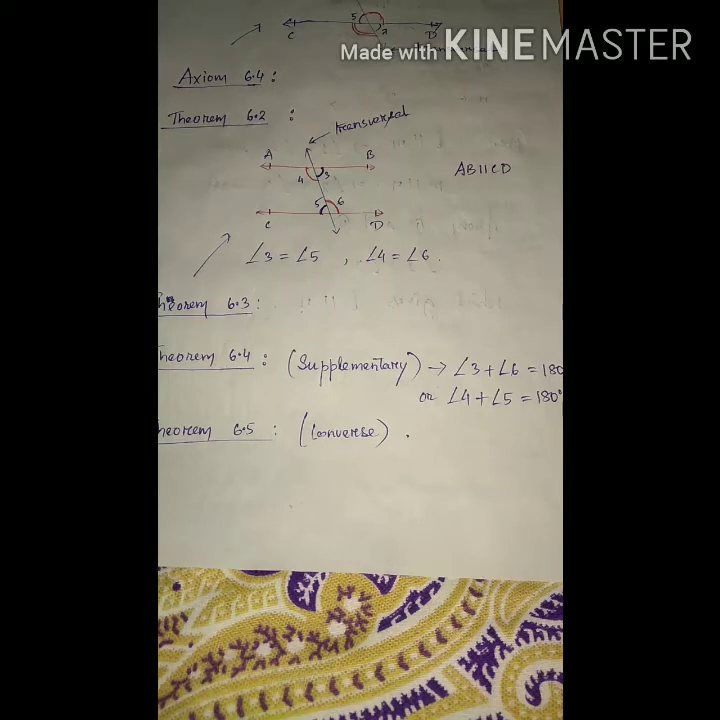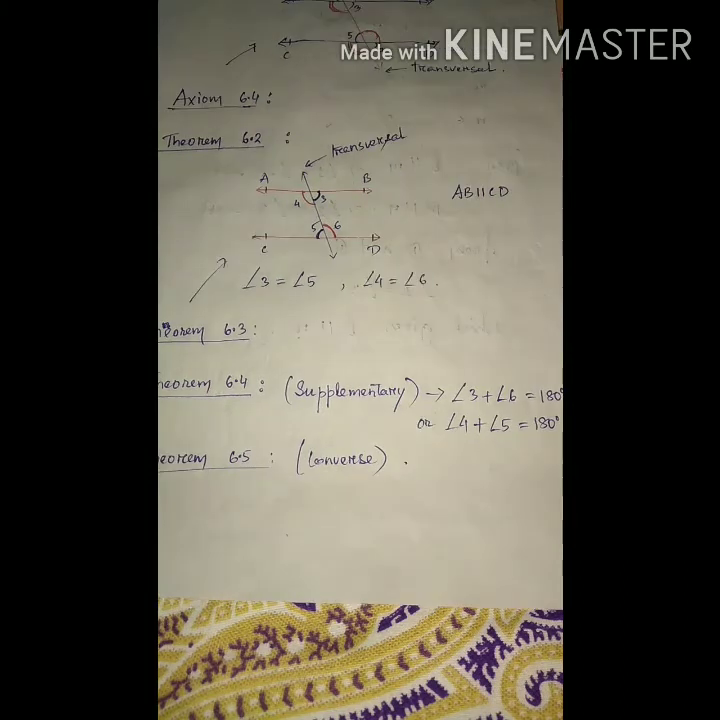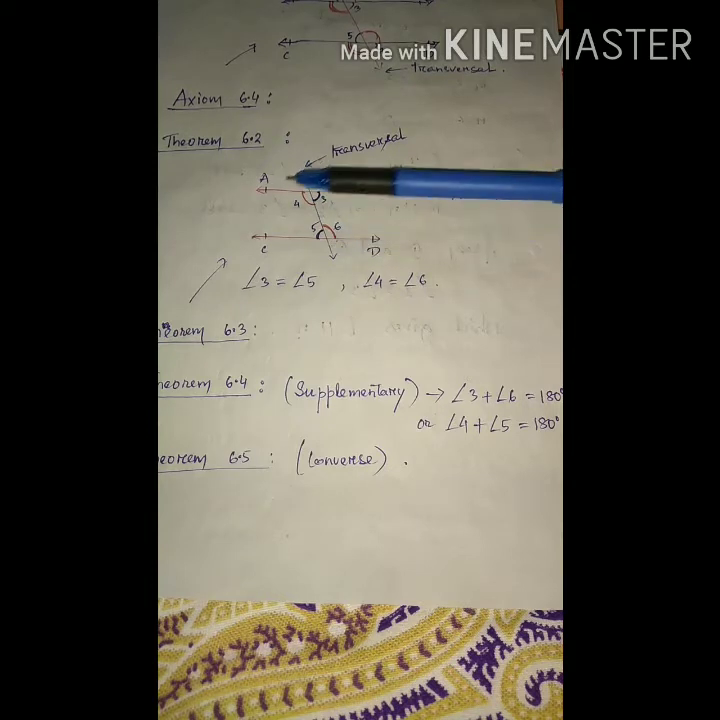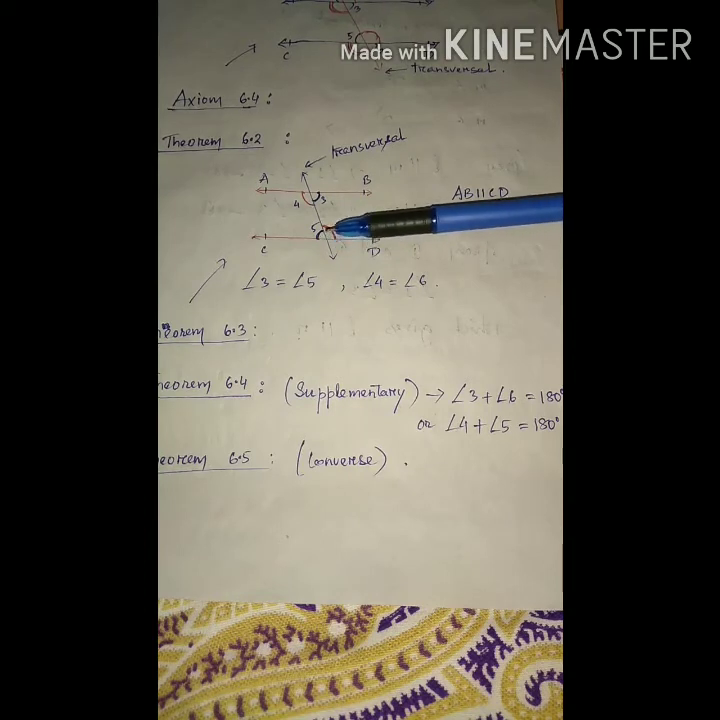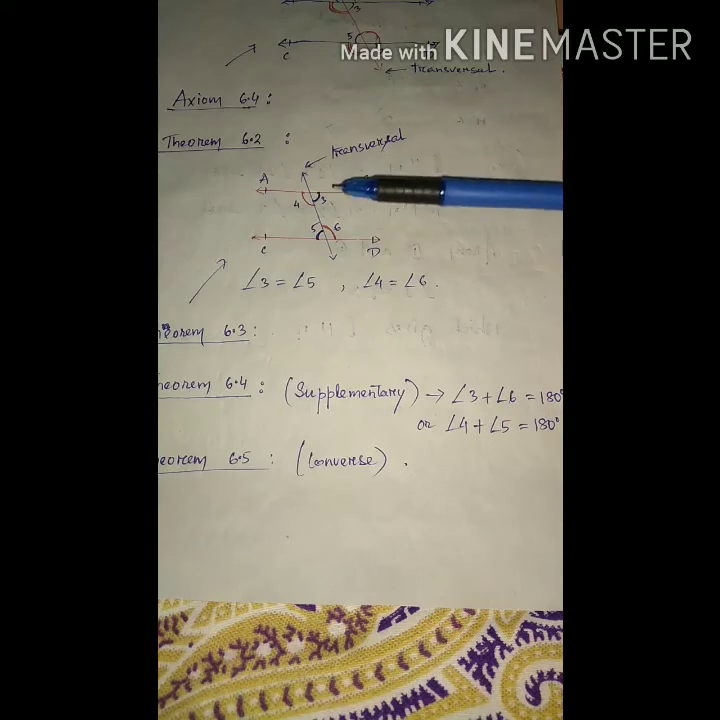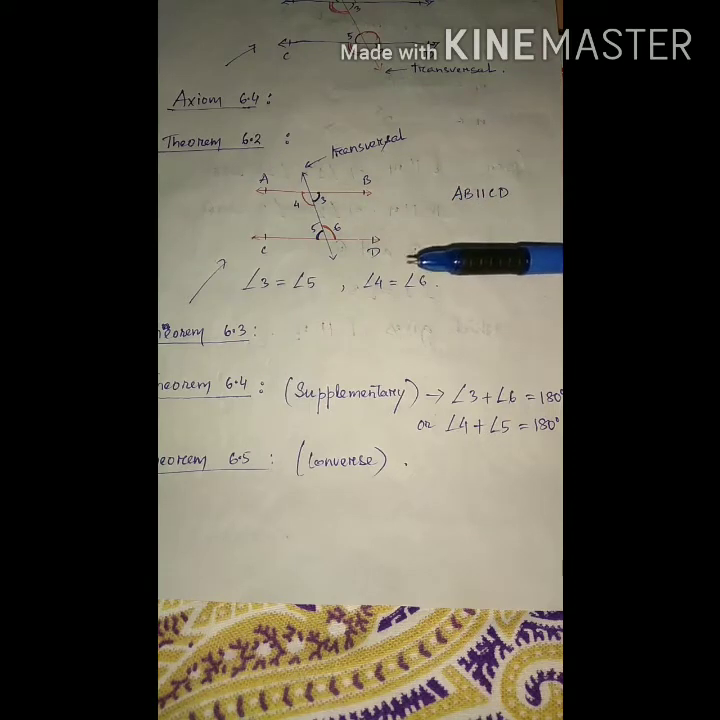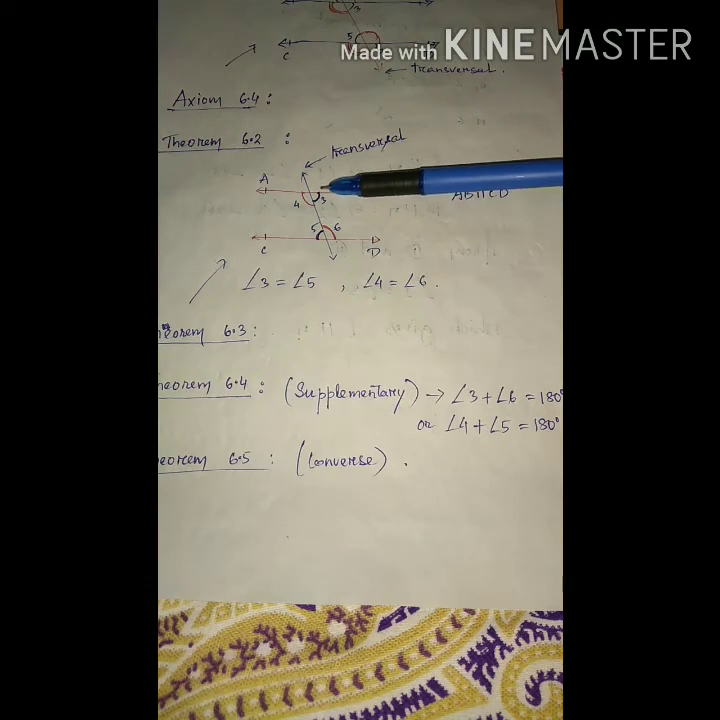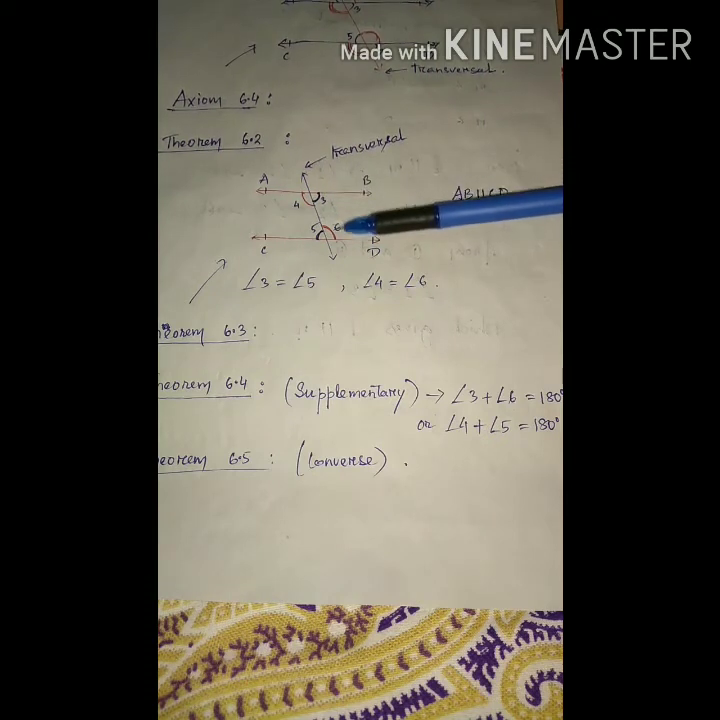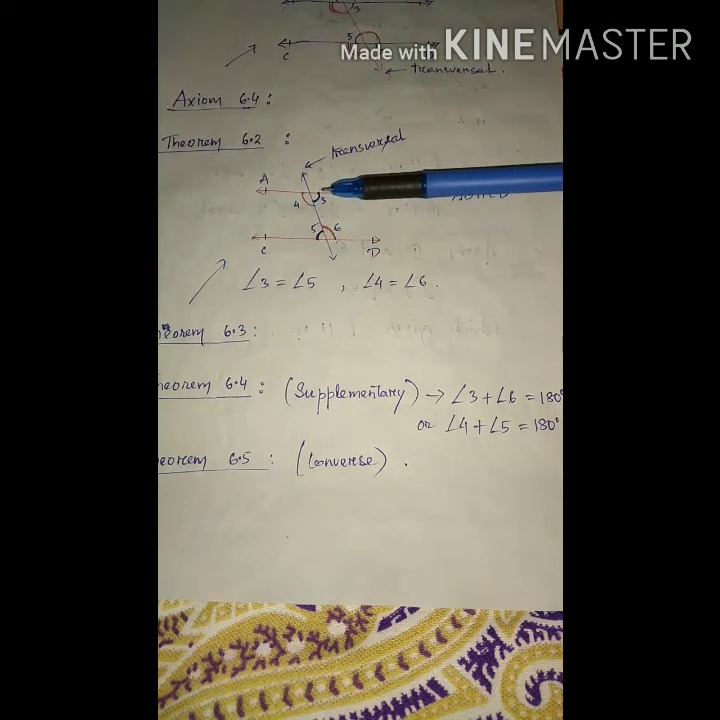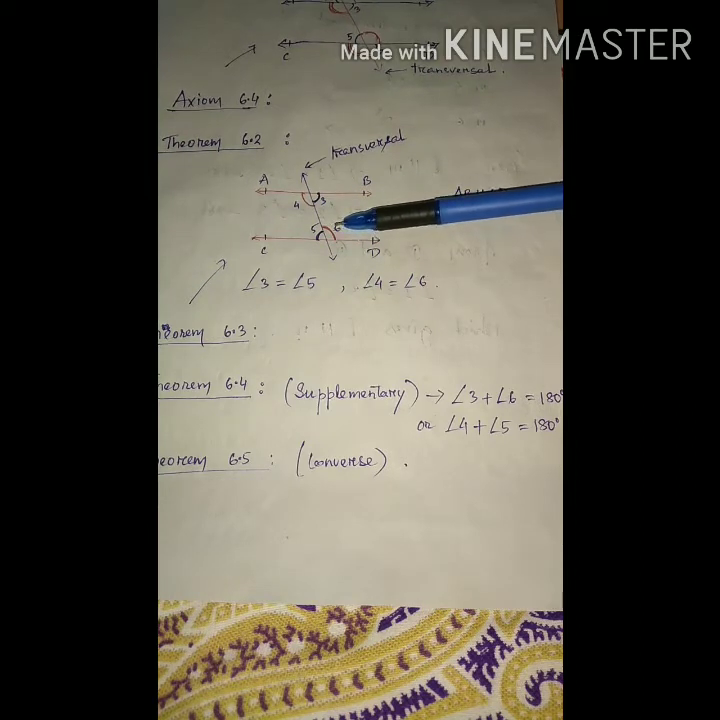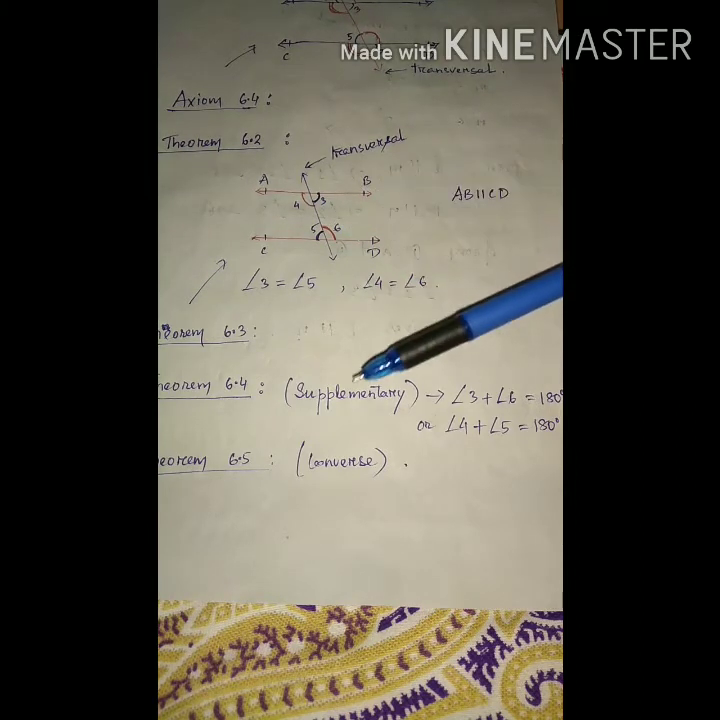Next we move to theorem 6.4 here. In theorem 6.4 you see this diagram. If two lines are parallel, that means AB parallel to CD, and we consider a transversal, that means the interior angles on the same side. Interior angles on the same side means either you have to take 3, 6 or you have to take 4, 5. The sum of these 3 and 6 is always supplementary. Here it is written, you see, supplementary.